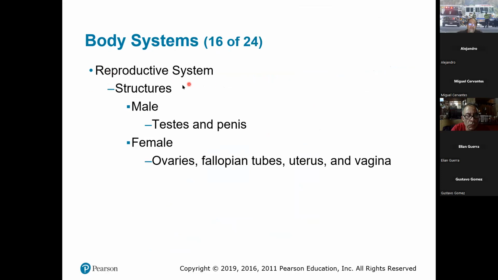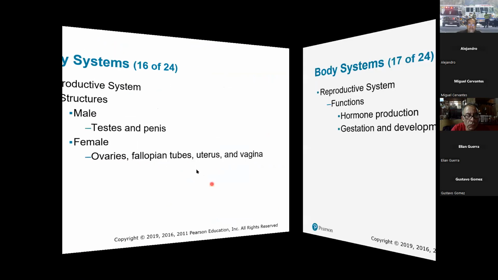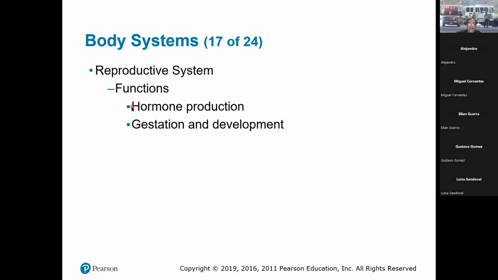Now, you have the reproductive system and its structures. In males, you have the testes and penis, and in females, you have ovaries, fallopian tubes, uterus, and vagina. The function of the reproductive system is to produce hormones, and the female reproductive system produces different hormones than the male reproductive system. The female reproductive system also produces hormones to keep gestation and development intact. If it doesn't, then the woman might not maintain a baby and could have a miscarriage.